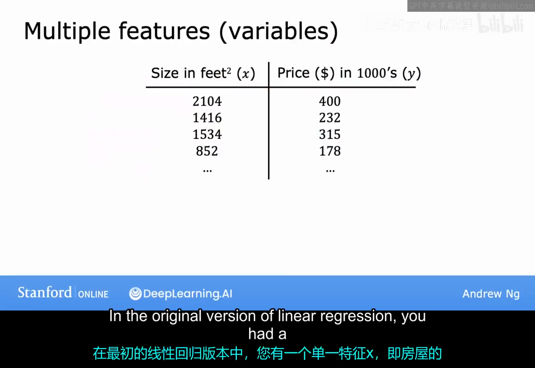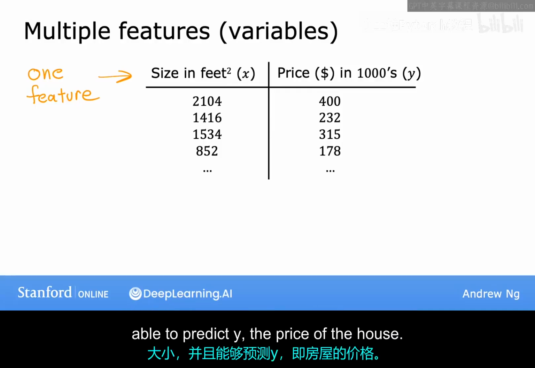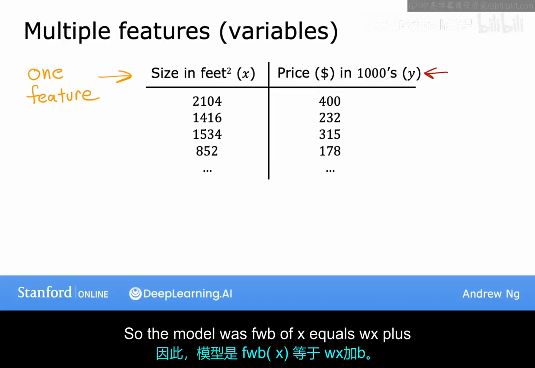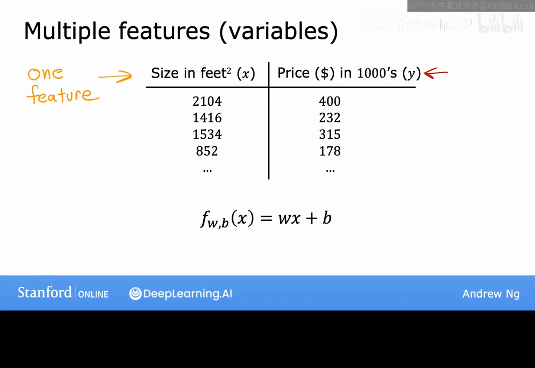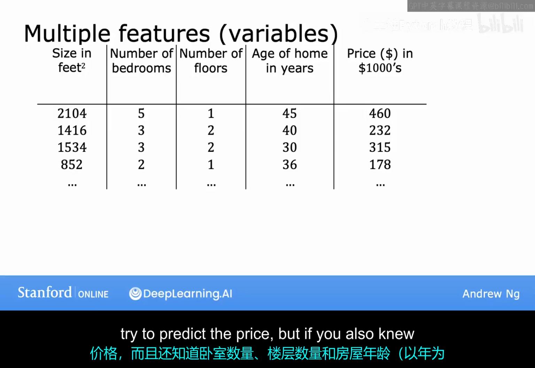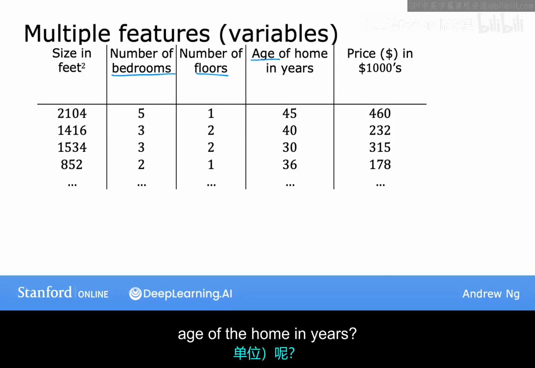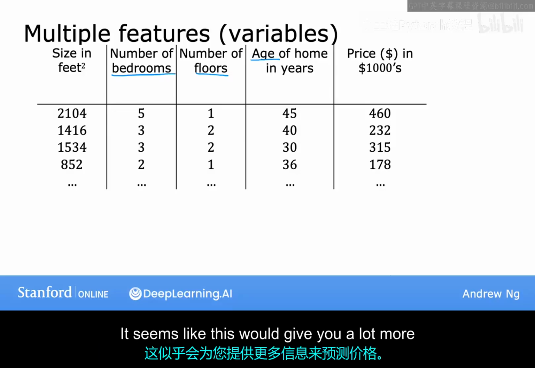In the original version of linear regression, you had a single feature X, the size of the house, and you're able to predict Y, the price of the house. So the model was f_w,b of x equals wx plus b. But now, what if you did not only have the size of the house as a feature with which to try to predict the price, but if you also knew the number of bedrooms, the number of floors, and the age of the home in years? It seems like this would give you a lot more information with which to predict the price.